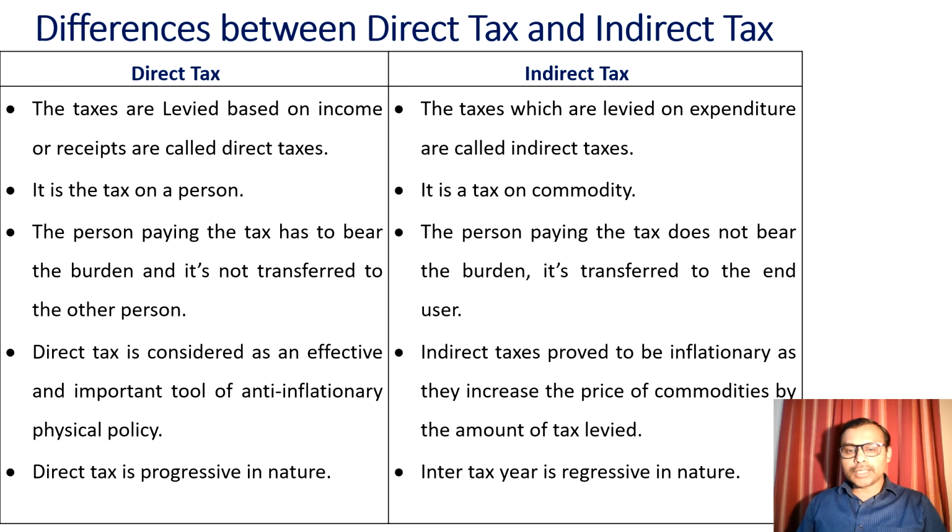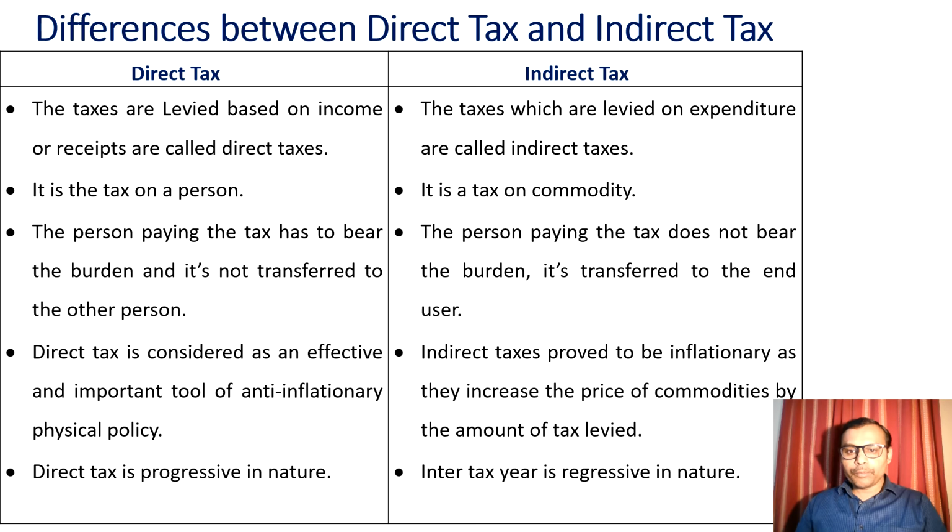But indirect tax is a tax on a commodity. Whatever commodity you purchase, based on the rate of tax on it, you have to pay the tax. Next, the person paying the tax has to bear the burden. Same as I discussed earlier about the meaning of direct and indirect taxes, the burden will not transfer to another person in the direct tax, but in indirect taxes the burden will transfer to the end user who consumes the goods.